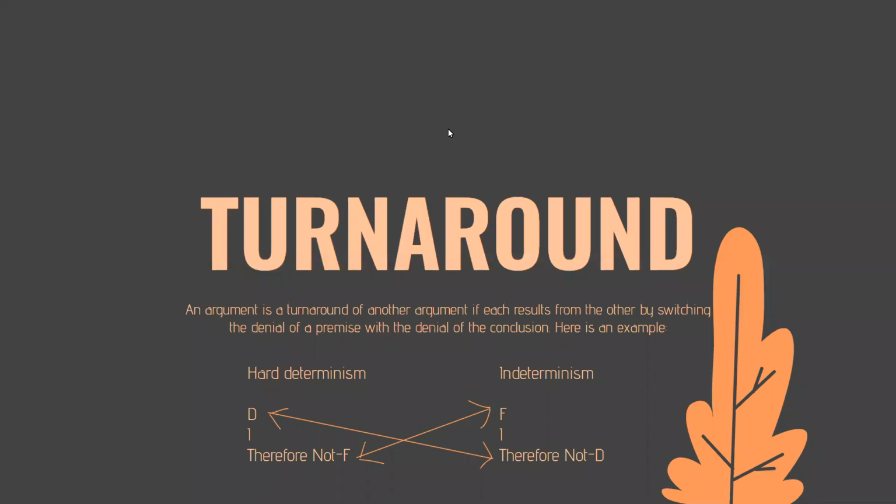The three arguments relate to each other in an interesting way. Each argument is a turnaround of the other two. An argument is a turnaround of another argument if each results from the other by switching the denial of a premise with the denial of the conclusion. Here is an example. So we see hard determinism versus indeterminism. They switch the position of the D's and the F's. As you'll see from the exercise, several classical philosophical disputes involve turnaround arguments. In each dispute, we have a set of individually plausible statements that can't be consistently combined.